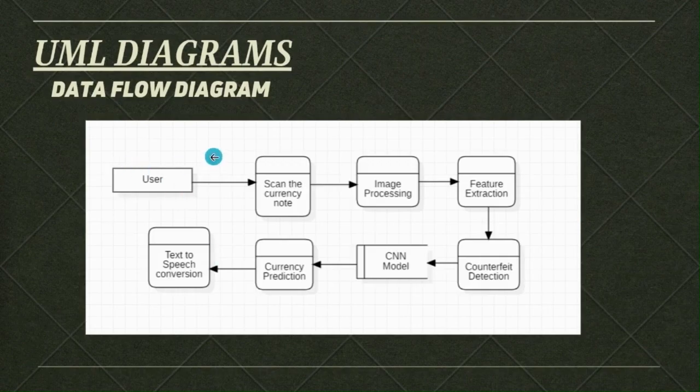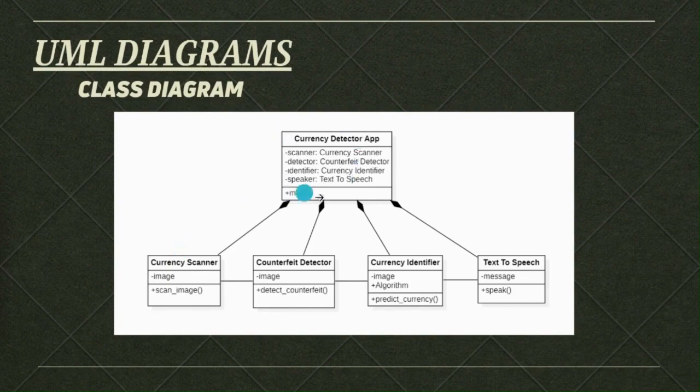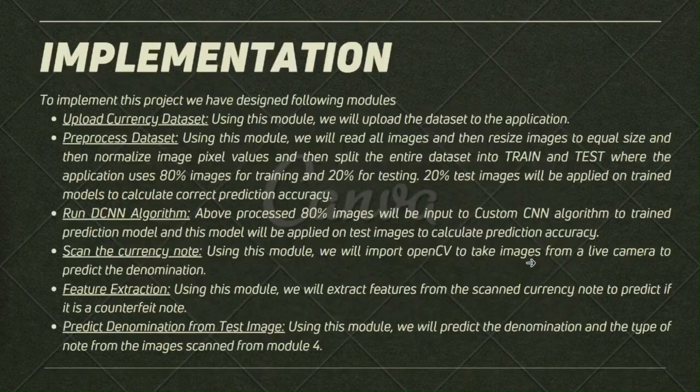Coming to the data flow diagram, it also shows the flow of the system. The user scans the note, and the image is processed, features are extracted, counterfeit detection, then CNN model, currency prediction, and text to speech conversion. Class diagram, it shows the various classes or modules used by us to develop this project. So the main module is the currency detector app, which in turn uses different classes like currency scanner, counterfeit detector, currency identifier, and text to speech modules.